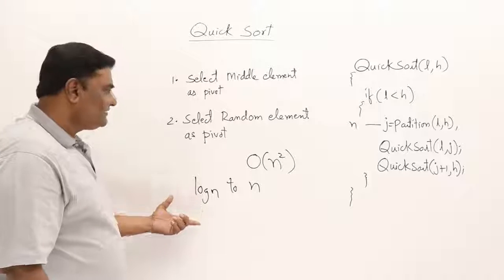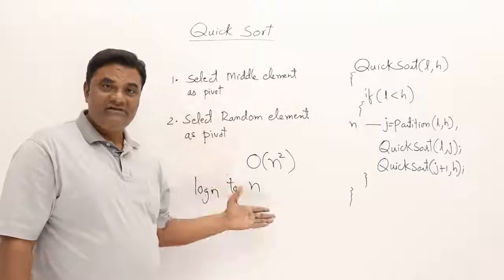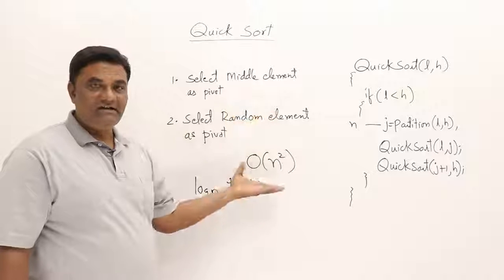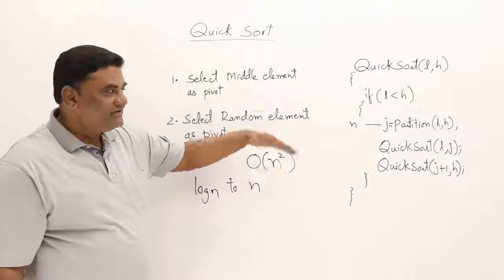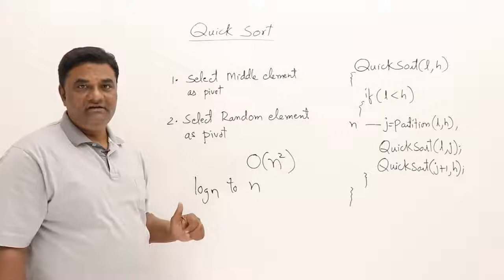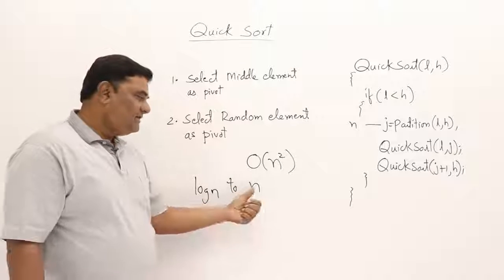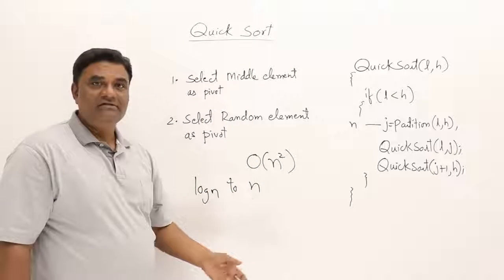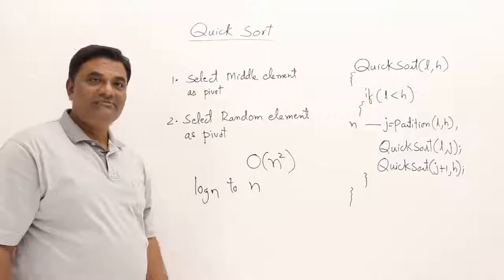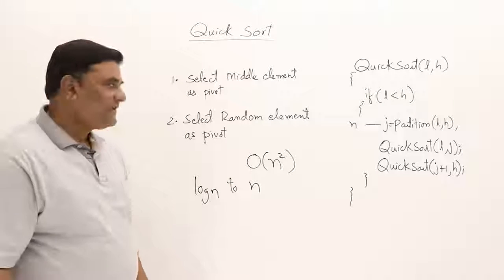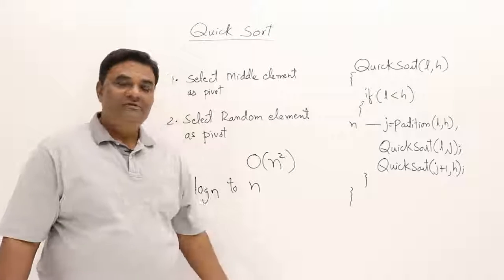So how can you know this? Just now I have shown trees. In best case, the height of the tree was log n. So the size of the stack depends on the height of the tracing tree. And in worst case, it was n. So the maximum size of the stack may be n. So that's all about quicksort.